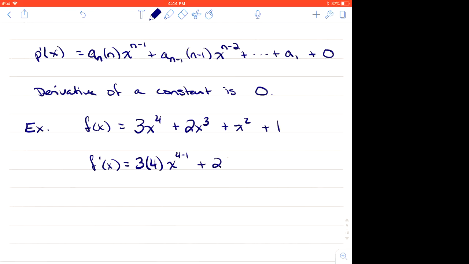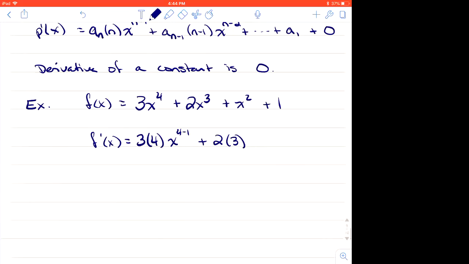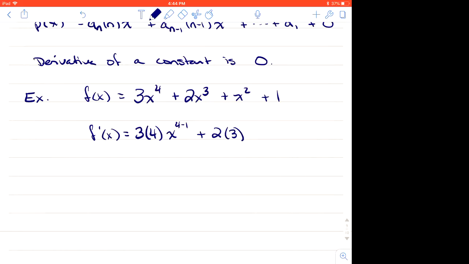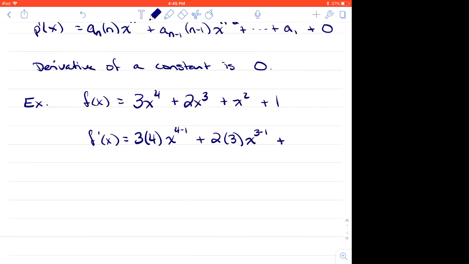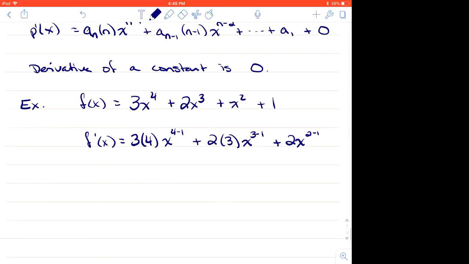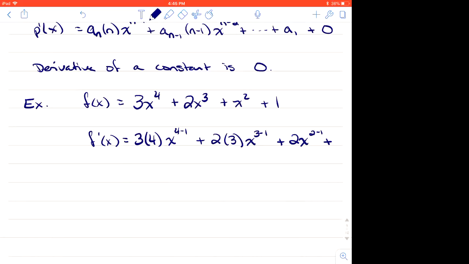Plus 2 times 3. Oh yeah, but I'm just showing. You can go straight to 12x to the power of 3 if you want, but I just want to, so things don't just come out magically. Times x to the power of 3 minus 1. Plus 2x, right? To the power of 2 minus 1, technically. Plus, but the derivative of a constant is 0.